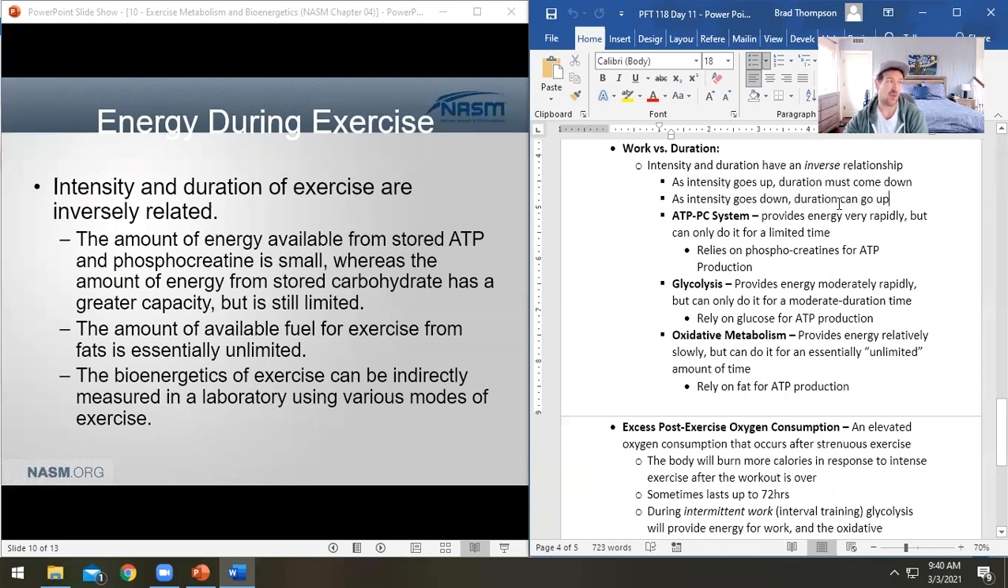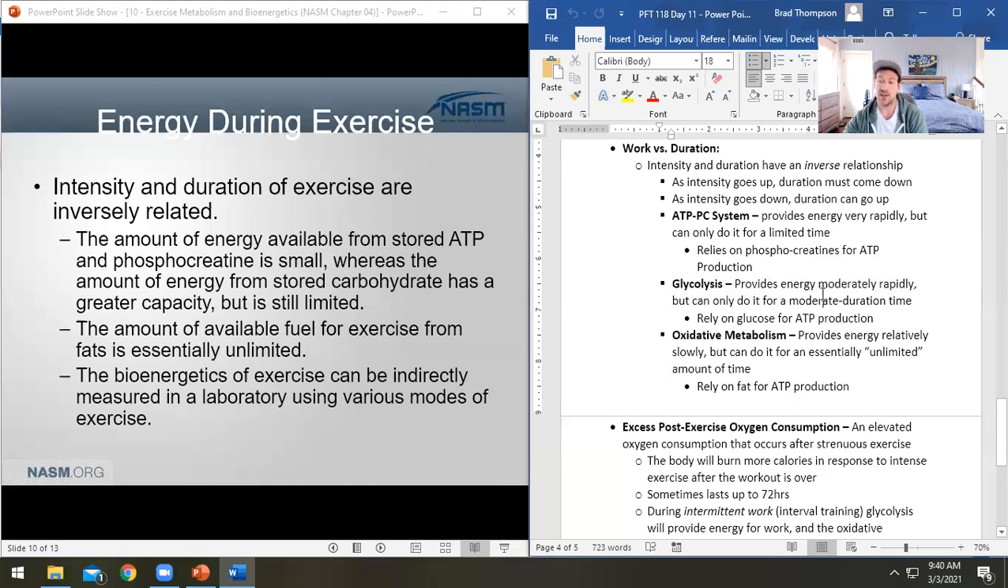Which is why walking, you can do it for hours and hours, because that's not a very high intensity. But sprinting, you can only keep up for a few seconds. So the ATP-PC system is very rapid, but can only do it for a limited time, and it's relying on that phosphocreatine, right? The amount from that is pretty low.